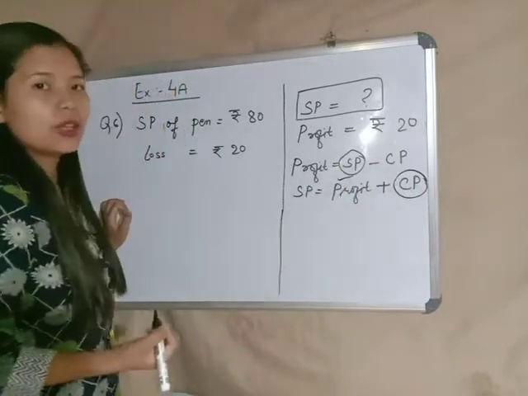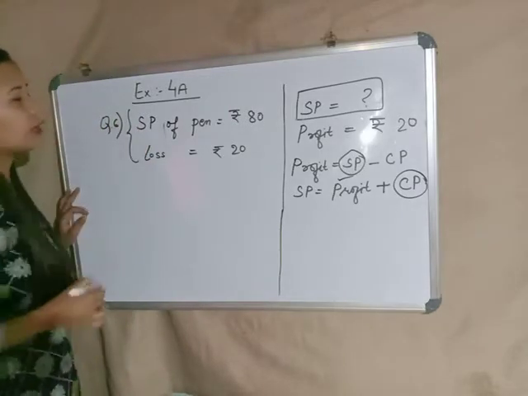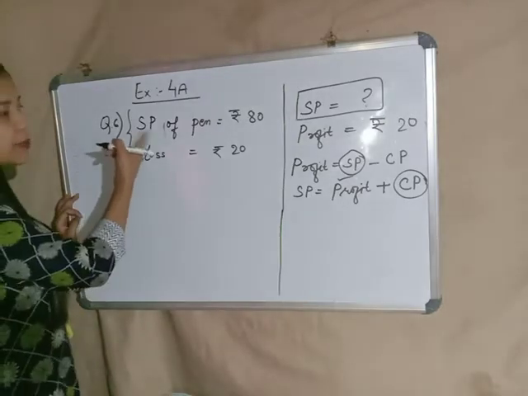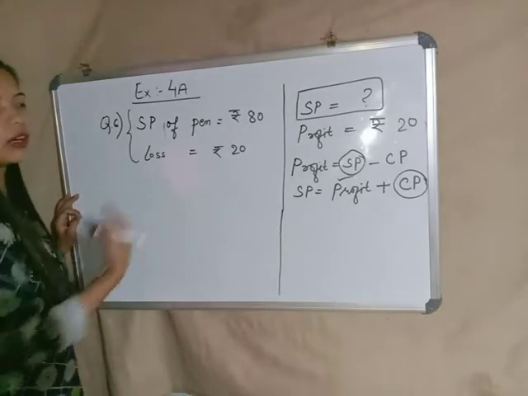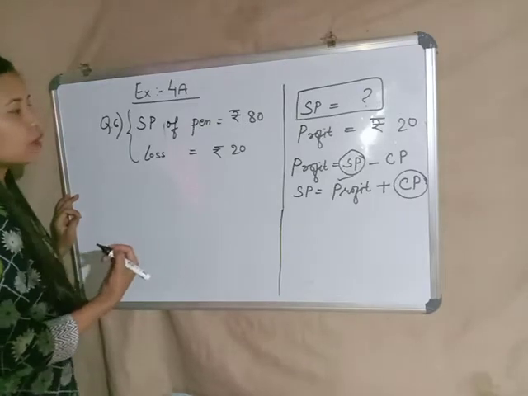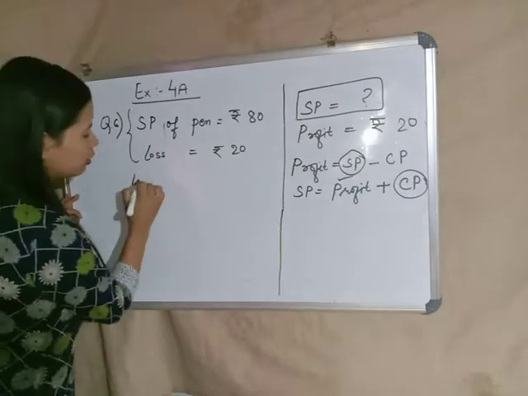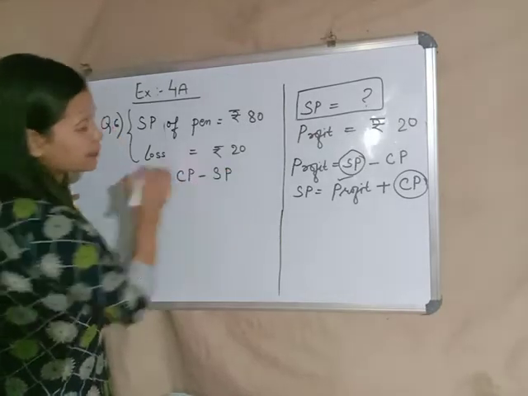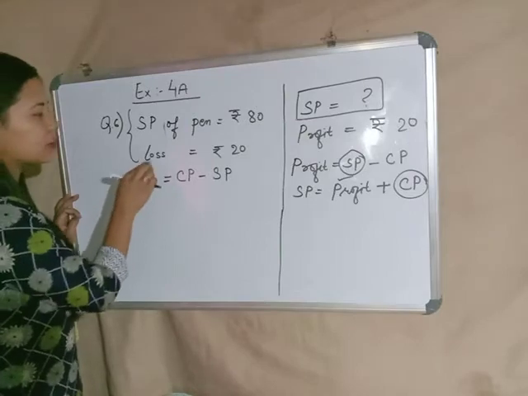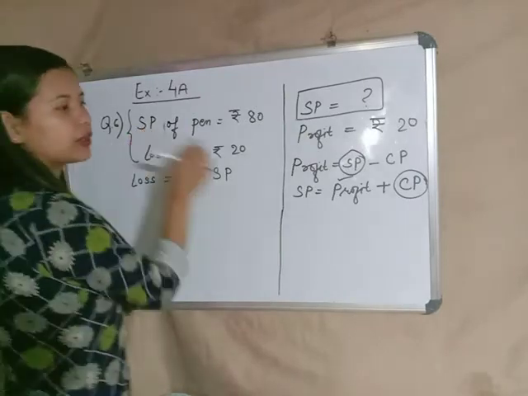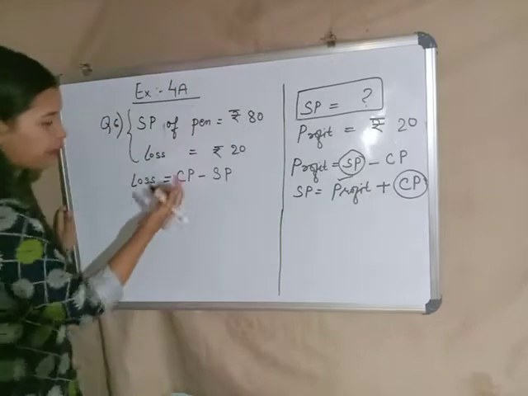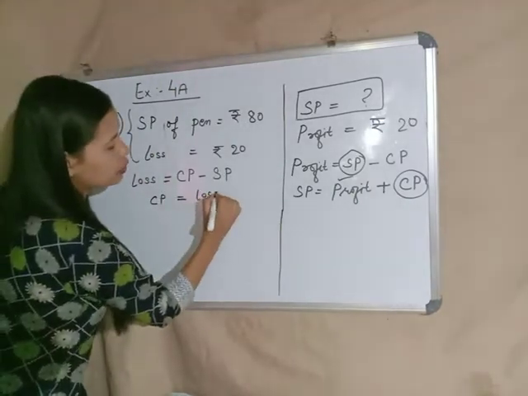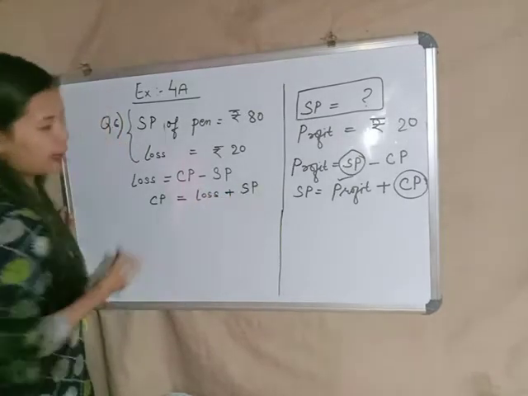Okay, now we know what the profit is, but we do not know what the cost price is. So we will be using this given fact to figure out the cost price. You have SP given, you have loss given, you need to figure out the CP. The formula that relates all these three is loss equal to CP minus SP. So let's isolate CP. So CP will be equal to loss plus SP.